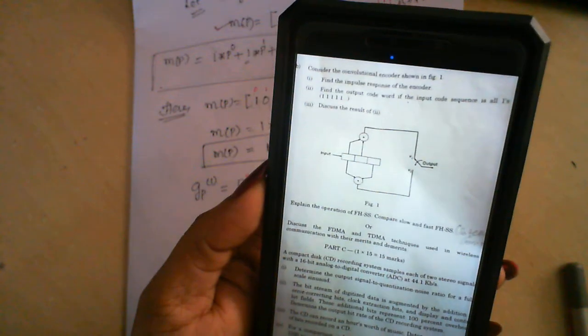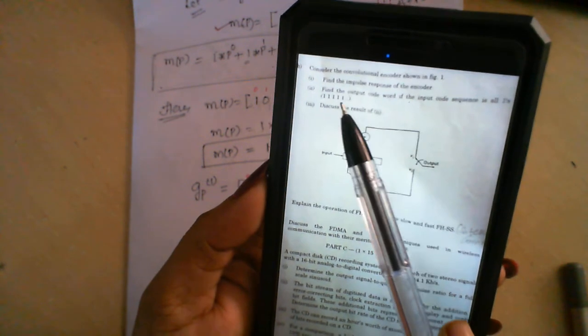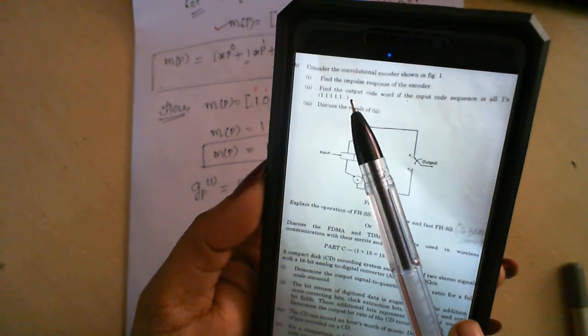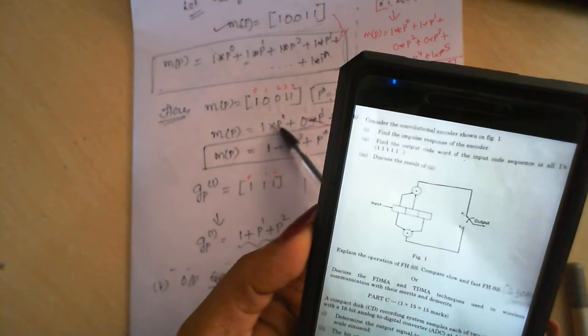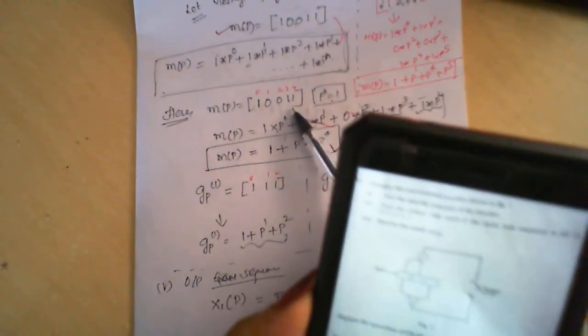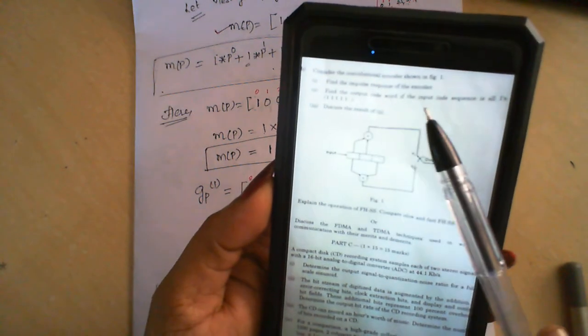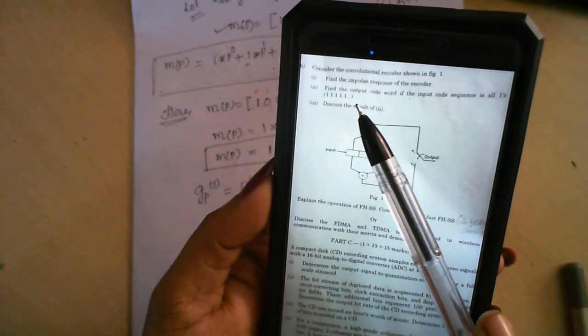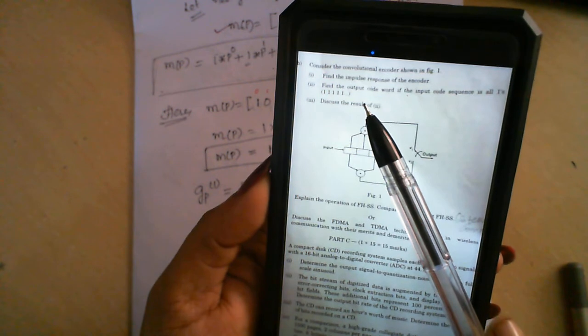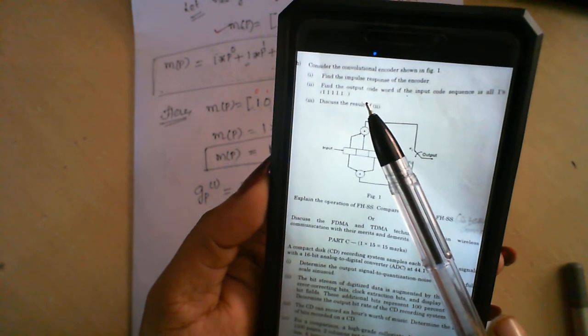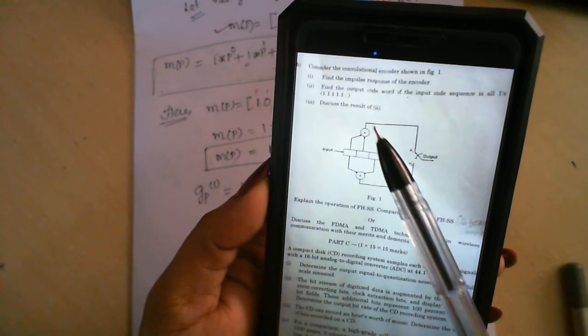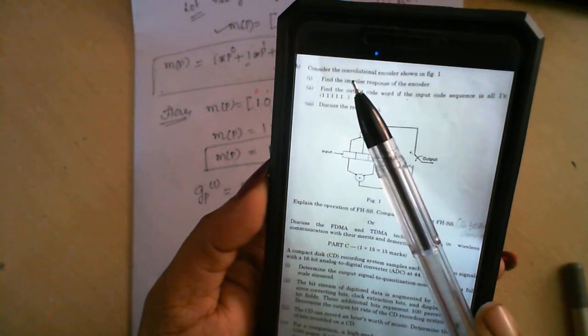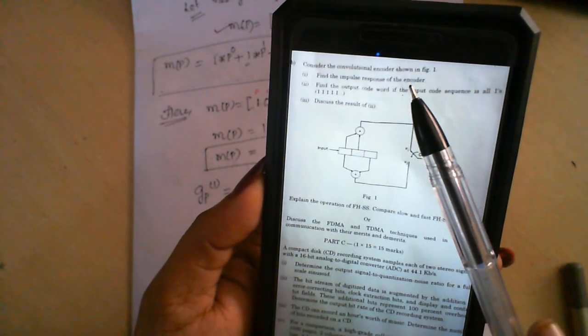Here they have specified the input sequences. In the problem I explained, I assumed the sequences, but here they have mentioned that the input sequence is all ones, which extends indefinitely. So you could stop with 5 or 6 input bits, multiply, find the output, and discuss the result.